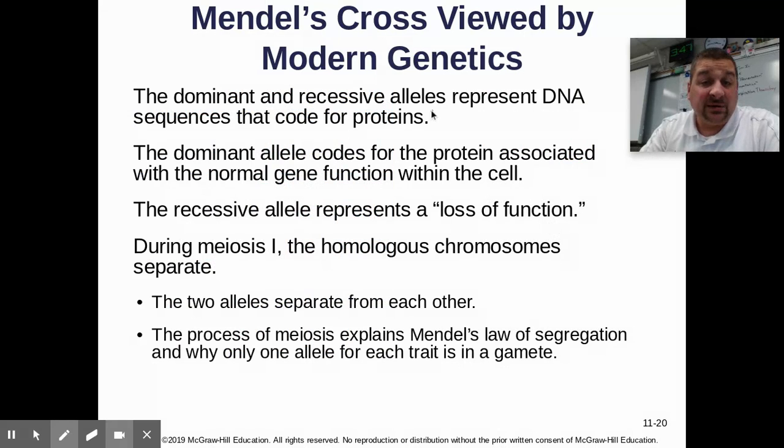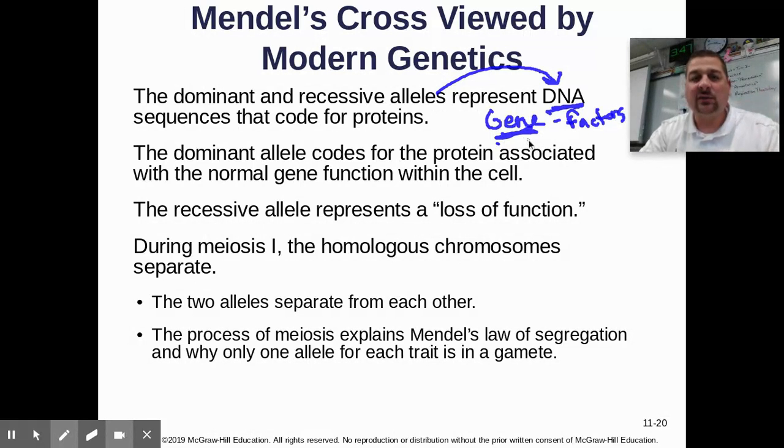Okay, the dominant and recessive alleles represented by DNA. Those alleles are represented by DNA sequences, like remember the A's, T's, G's, and C's, that code for proteins. In other words, Mendel called them factors, but we now know today those are DNA genes, sections of DNA that code for proteins. The dominant allele codes for a protein that we often consider the normal gene function, and the recessive allele often represents a loss of function.